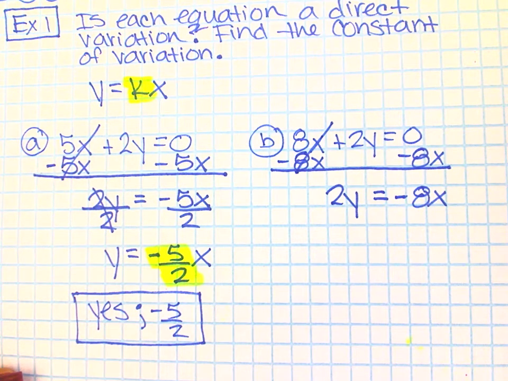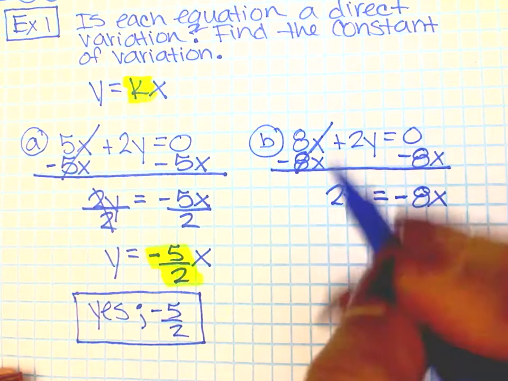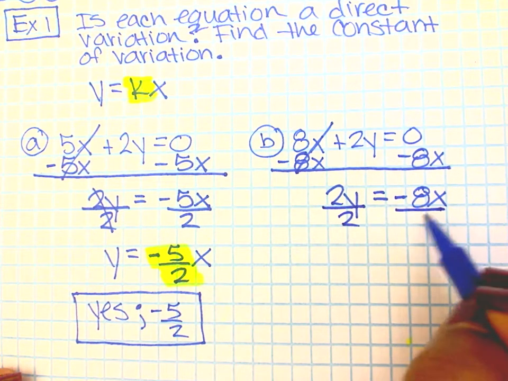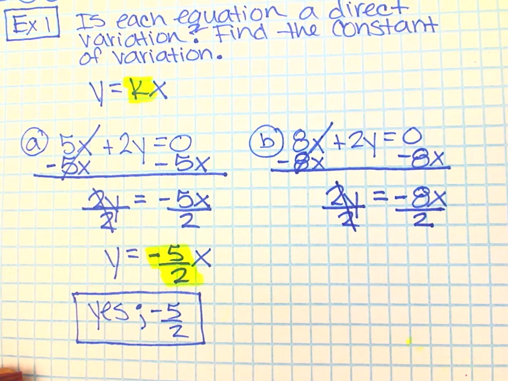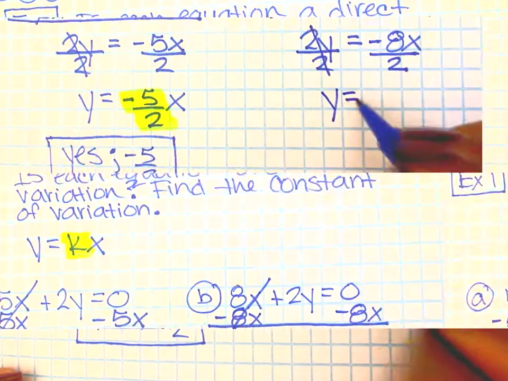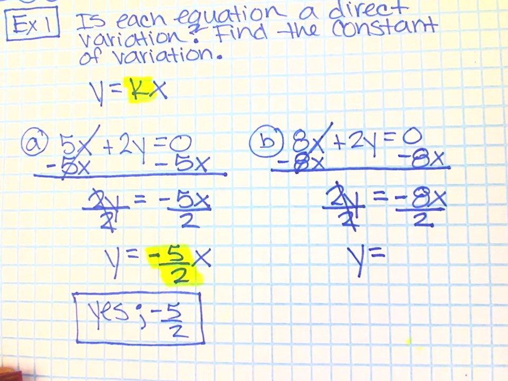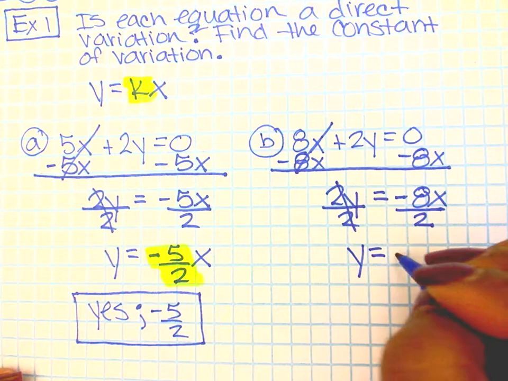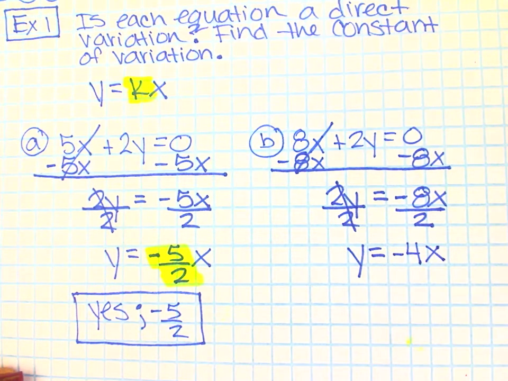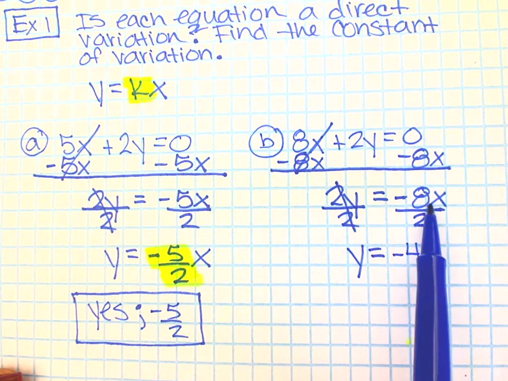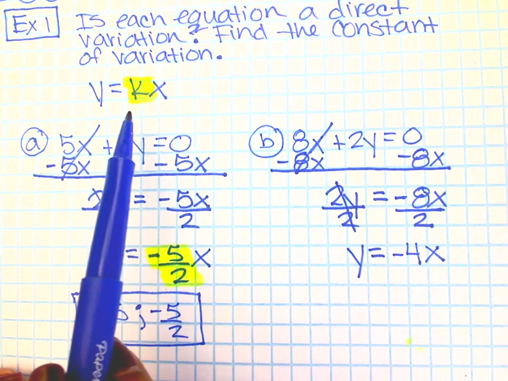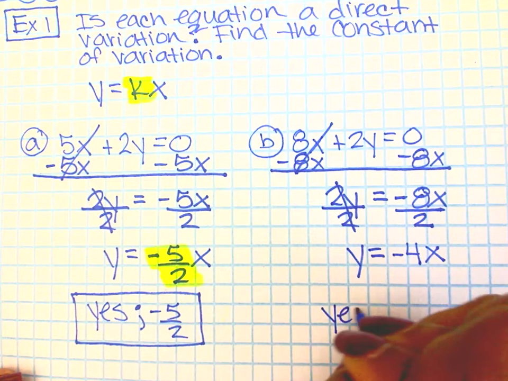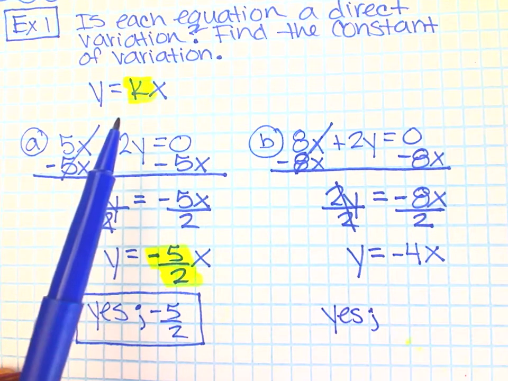Does it look like that yet? No. So I need to get rid of that 2 to get it to look exactly like this. So I'm going to divide by 2 on both sides. 2 and 2 cancel because it's like 1y. 1y is y. Equals, what's negative 8 divided by 2? Oh, I know, that's negative 4. Negative 4, and then I have my x still. So I divided right here. Negative 8 divided by 2 is negative 4x. Does it look like that? Yeah. So yes, it is a direct variation because it looks exactly like that equation.